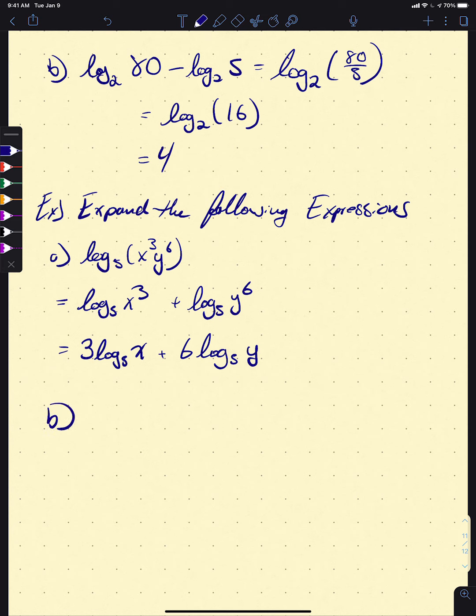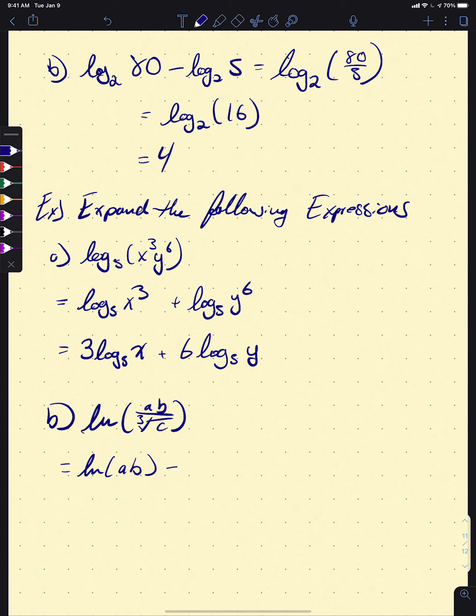So one more like this. Let's look at the natural log of, say, ab over the cube root of c, okay? First thing that I can do is expand that division, right?